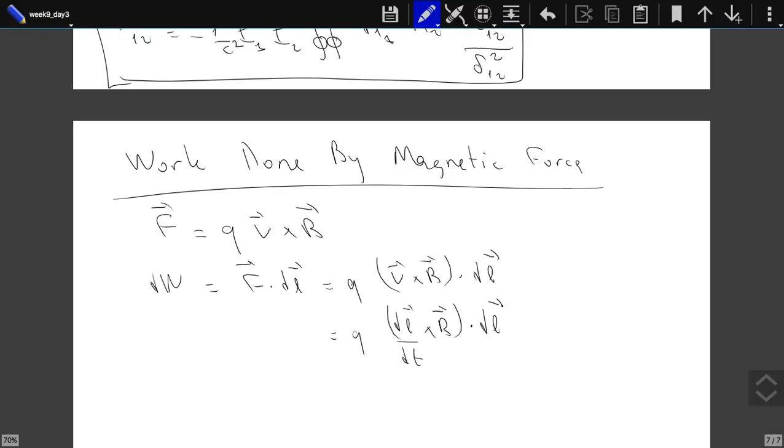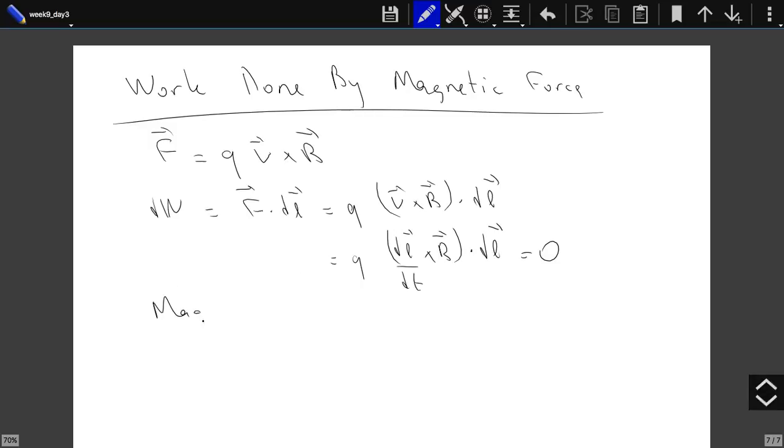dot dl. But you see, dl cross B is perpendicular to both B and also dl. So dl cross B is perpendicular to dl. You are taking its scalar product with dl. So if you take the scalar product of two vectors that are perpendicular to each other, the scalar product is 0. Which tells me that the magnetic force does not do any work. There is no work done by a magnetic force.